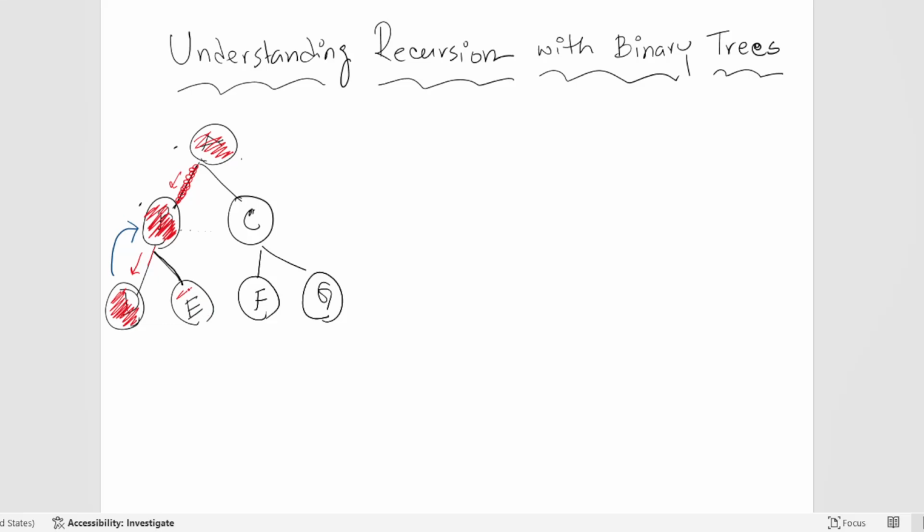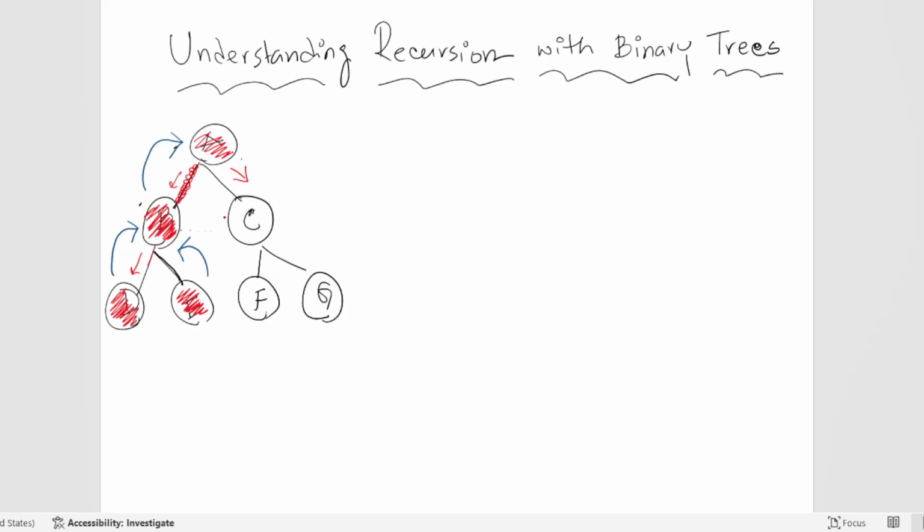Again, give E a color, and as E does not have any children, we move back to B. We are done with B and its children, so we move back to A, and then we start going to the right.